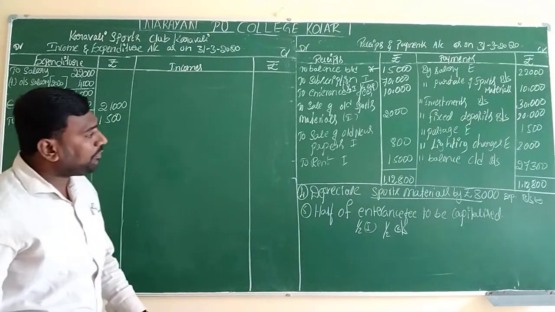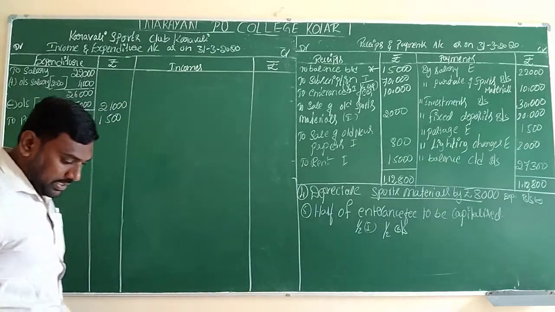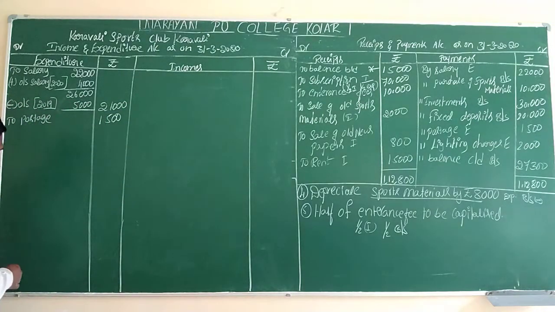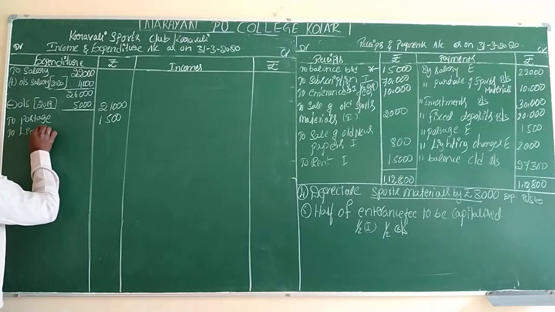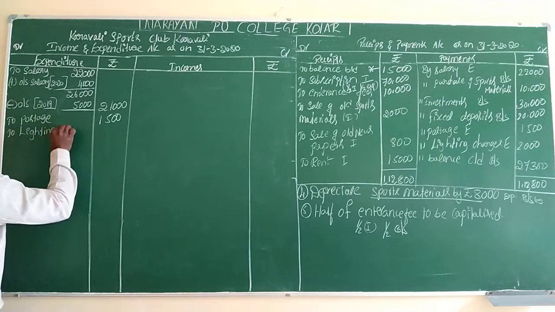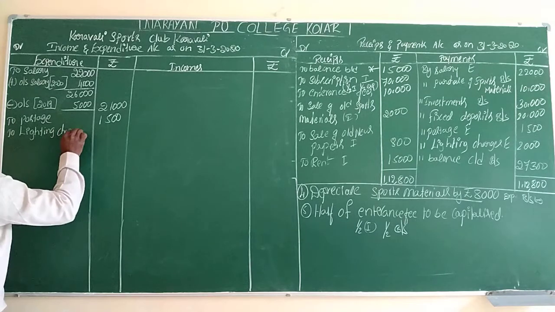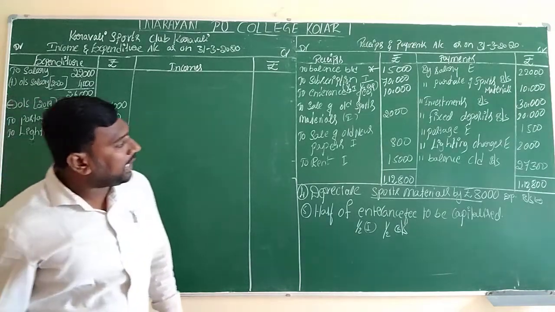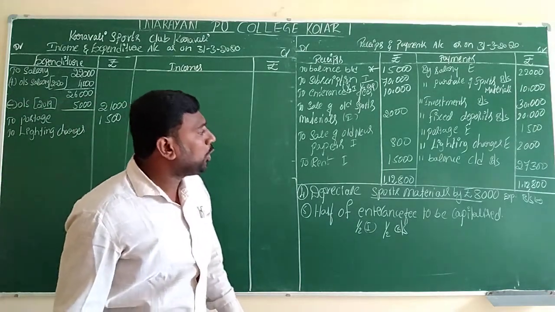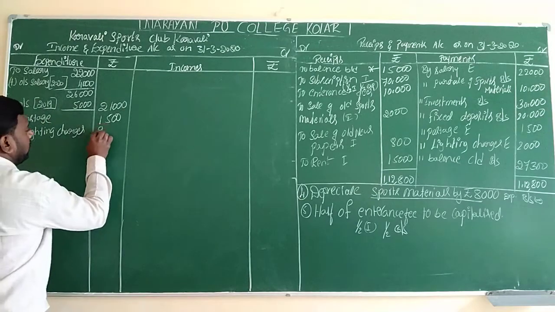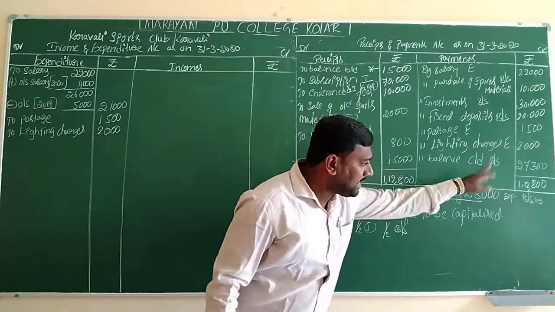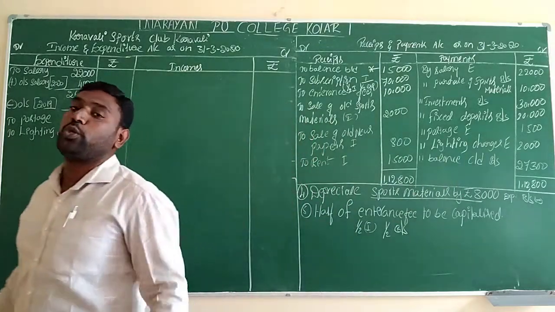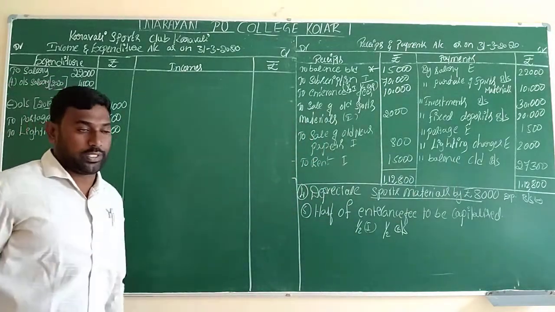1,500. After postage, lighting charges is there. To lighting charges. The lighting charges value they are given is 2,000. After that, what are we given? Balance carried down. That belongs to the new balance sheet. We have to ignore that one.